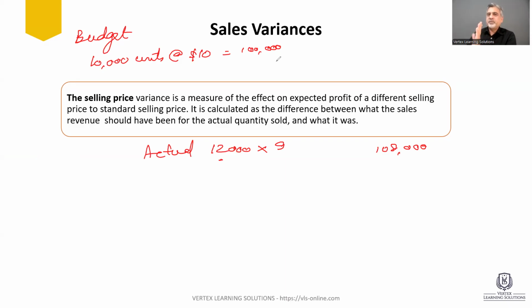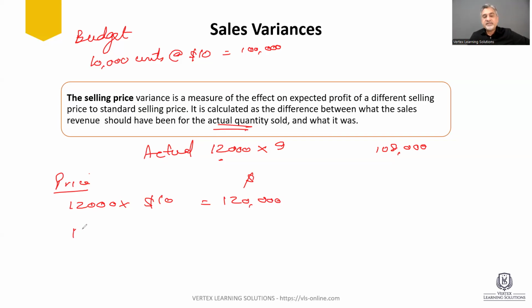Apparently, you would be happy. You are happy that your sales are more than your budget. But actually, if you talk about sales price variance, the price variance says that your actual quantity is 12,000 and your standard price was $10. So you should have been making $120,000 by selling 12,000 units. This is what it should have been. But 12,000 units were actually sold for only 108,000. So my sales price variance is $12,000 adverse.